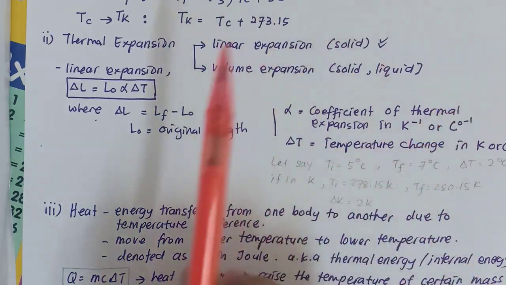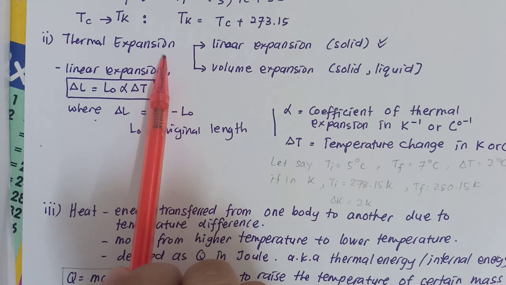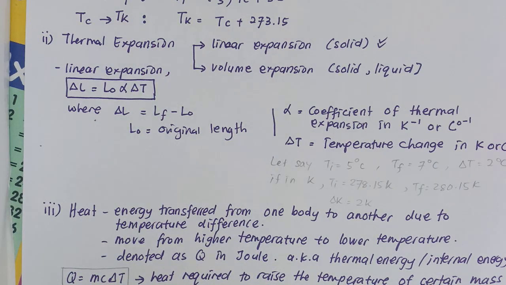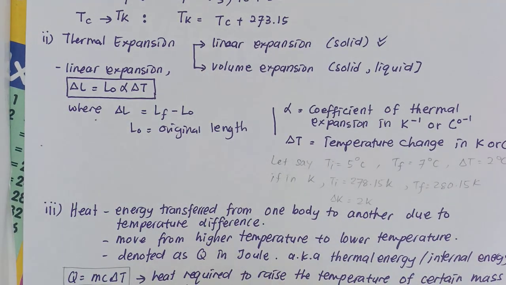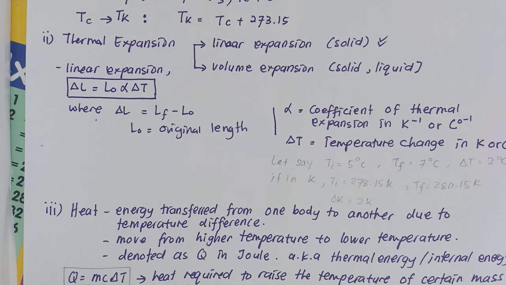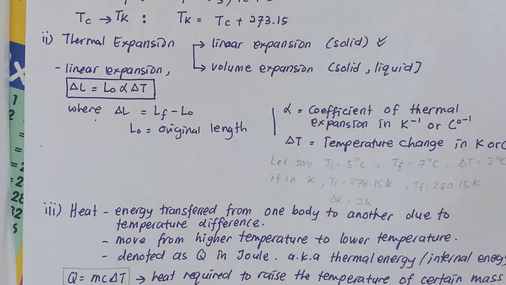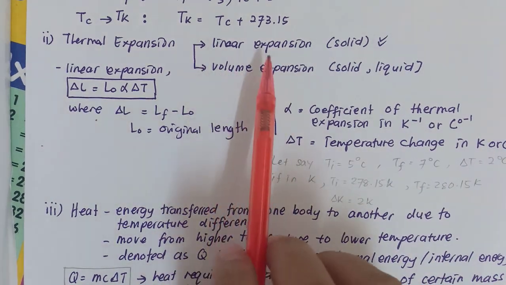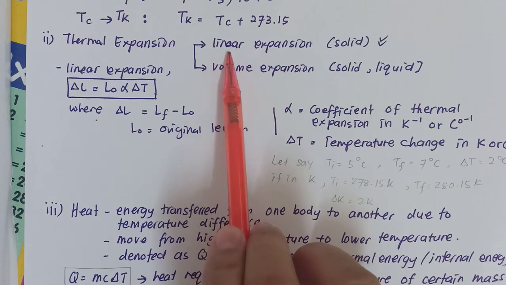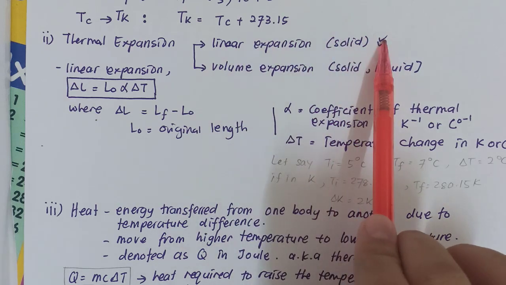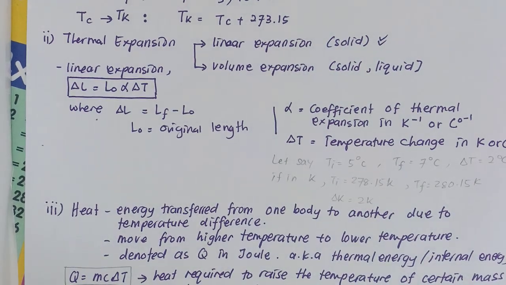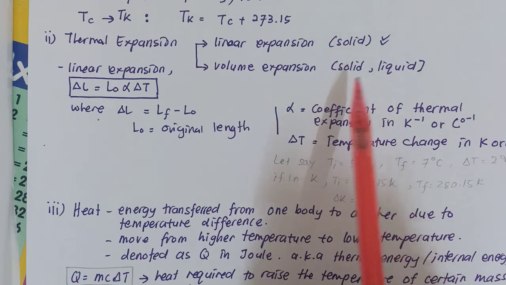And then we have thermal expansion. This is where, when the temperature is increased, the atoms will vibrate with larger amplitude, and it will increase the separation between the atoms, so the solid or the substance will expand. There are two types of expansion: linear expansion and volume expansion. Linear expansion is related to solids, whereas volume expansion is related to either solids or liquids.